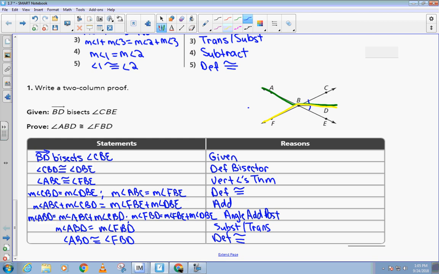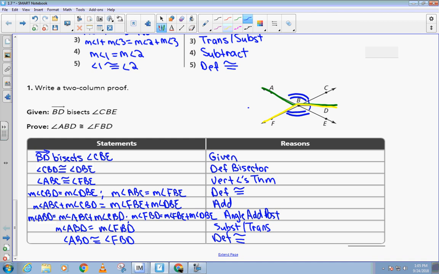Now, when you do a proof, I always tell people, look for linear pairs, because you know information about that, and look for vertical angles. Do you see either one that might be helpful? I see both, but what's going to be more helpful? The vertical angles, right? So, I'm going to say that this angle here and this angle here are congruent.